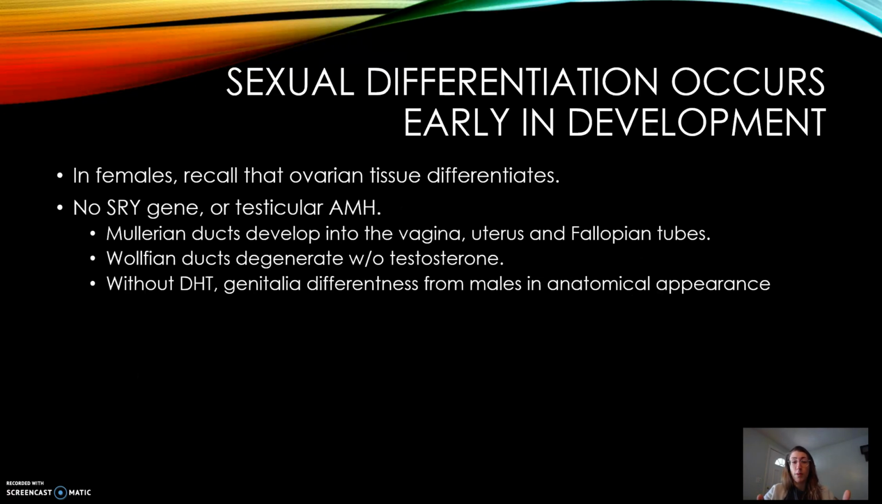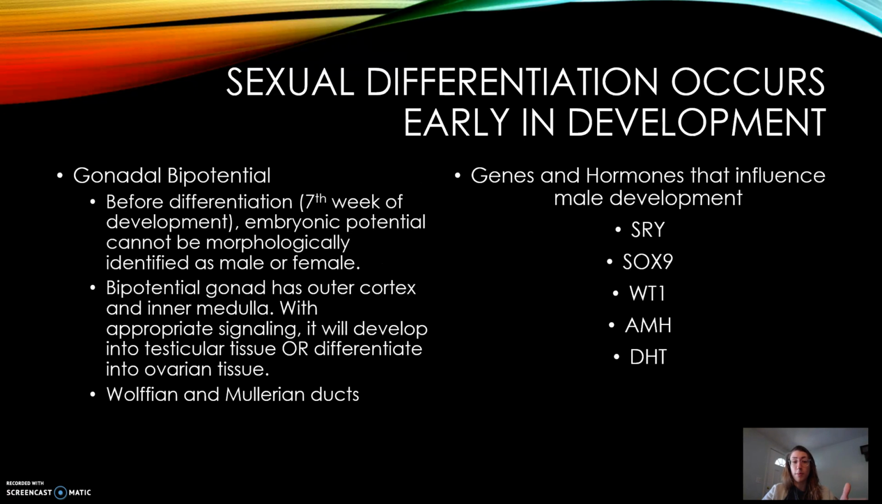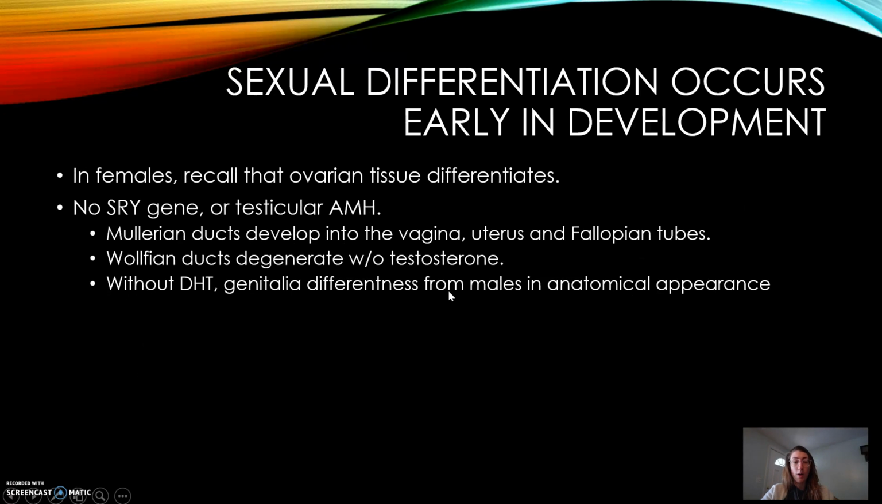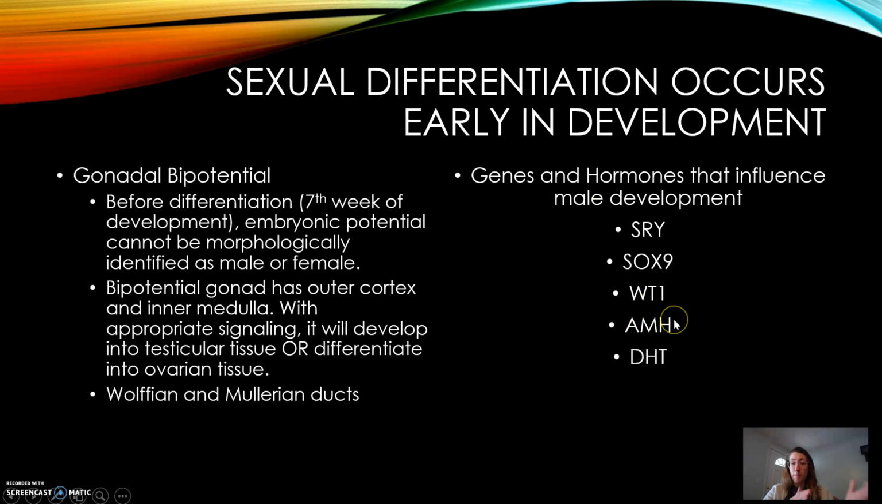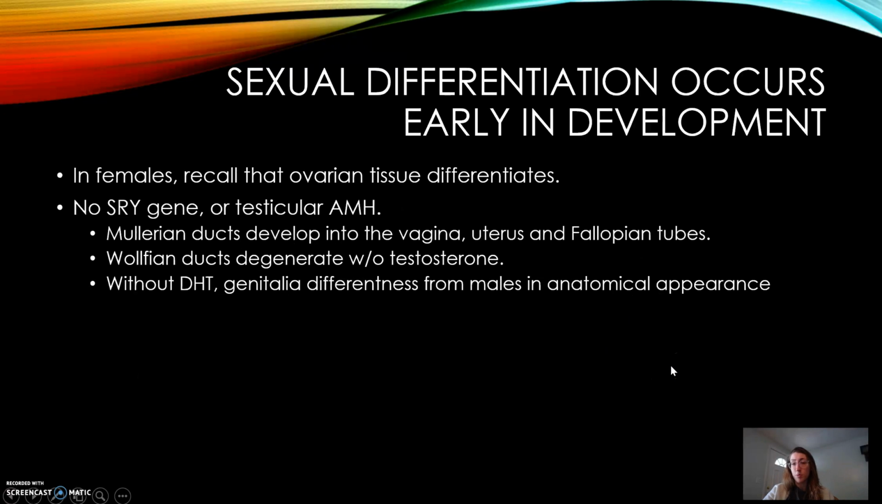In females, recall that it's the ovarian tissue that differentiates from the gonadal bipotential, as discussed over here. So we have no SRY gene or testicular anti-Müllerian hormone. As we've talked about in our anatomy class, form follows function. We have Müllerian ducts and Wolffian ducts both present early on. And like I had mentioned before, once we develop, we no longer have AMH and DHT in females, which makes sense.